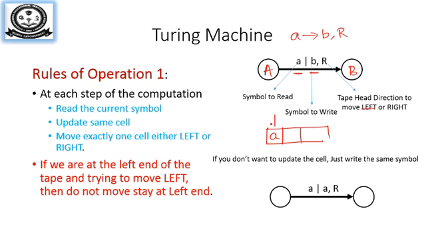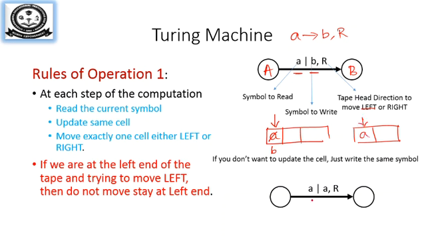And you have A and your tape head is here. So when you are performing the first production rule, this A will be replaced by B. Suppose I don't want to update any cell. If I want the same thing, you will rewrite the same symbol again.